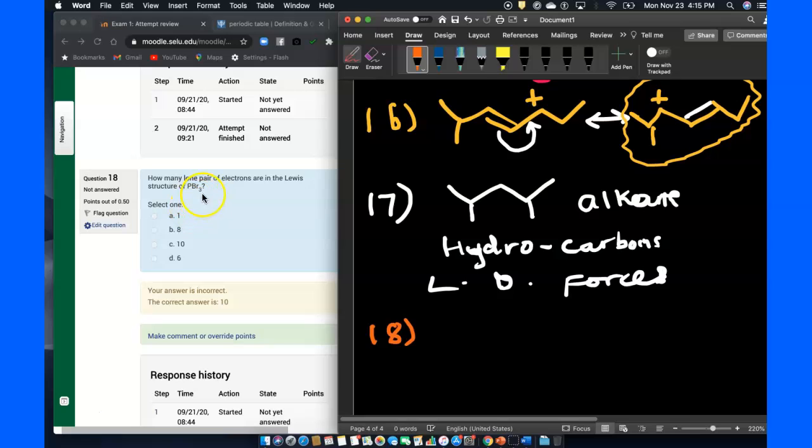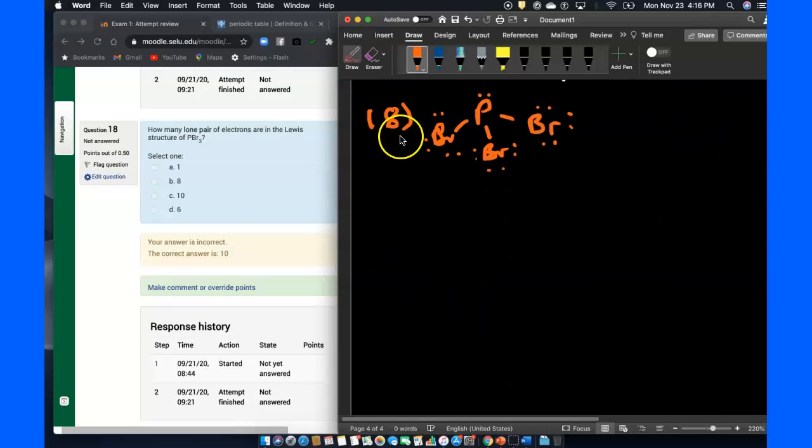Let's look at how many lone pairs of electrons are in the Lewis structure of PBr3. Again, follow through the steps of drawing the Lewis structure and then include all your lone pairs possible. If you count the lone pairs, there are 1, 2, 3, 4, 5, 6, 7, 8, 9, 10 of them. So the answer is 10 lone pairs of electrons for question 18.